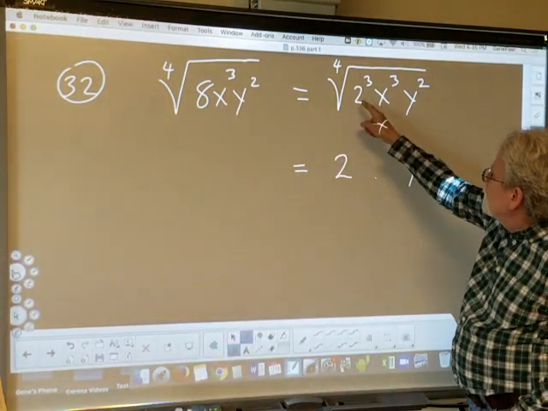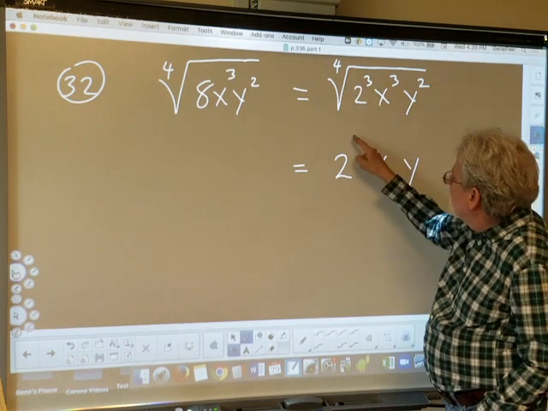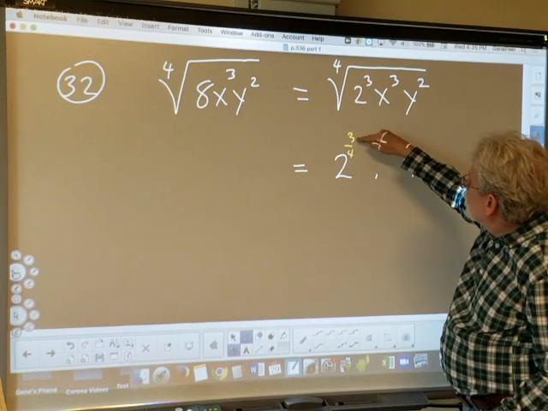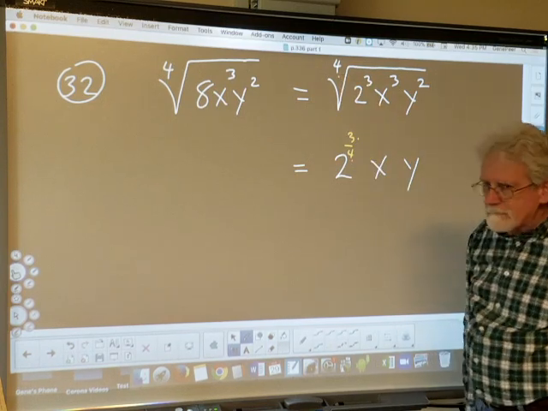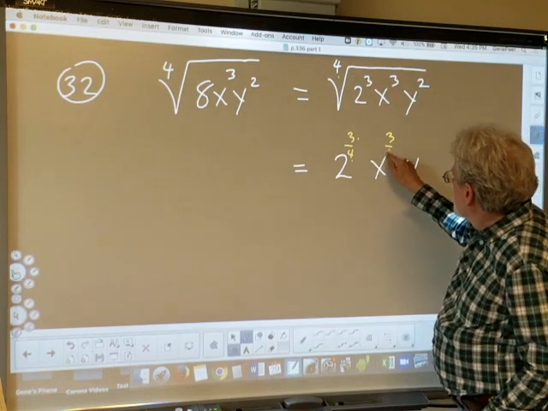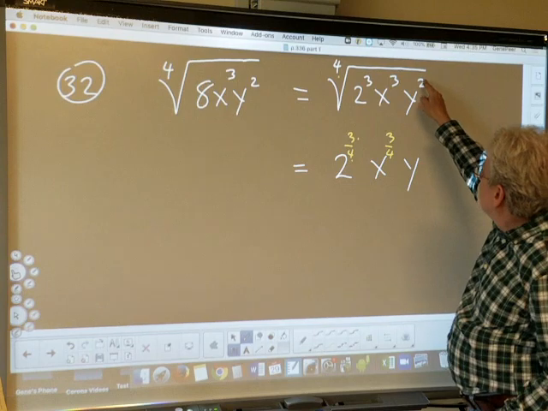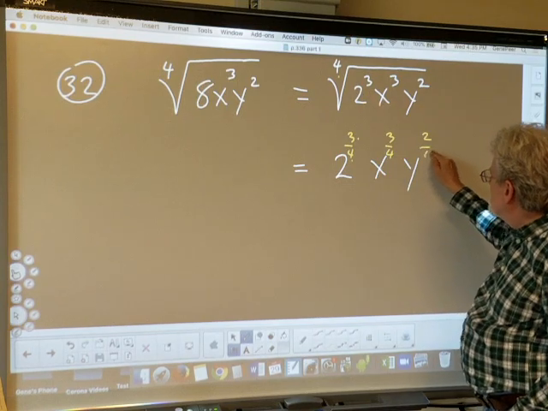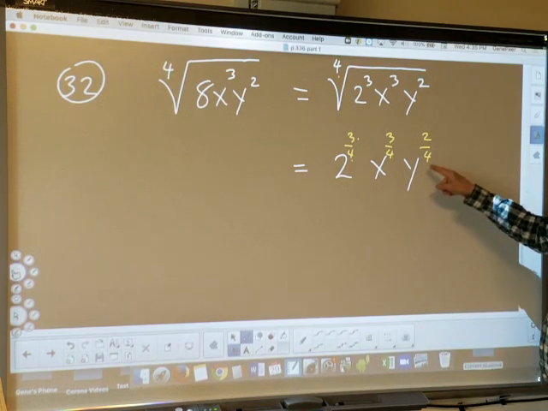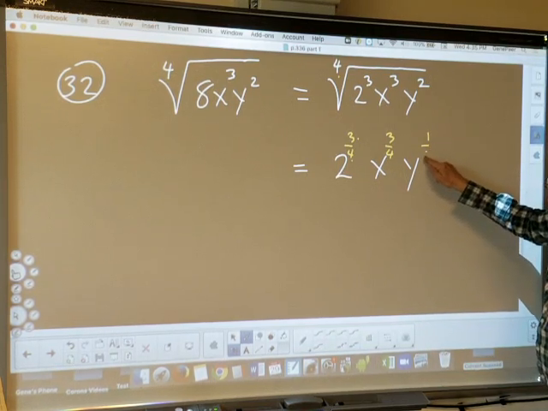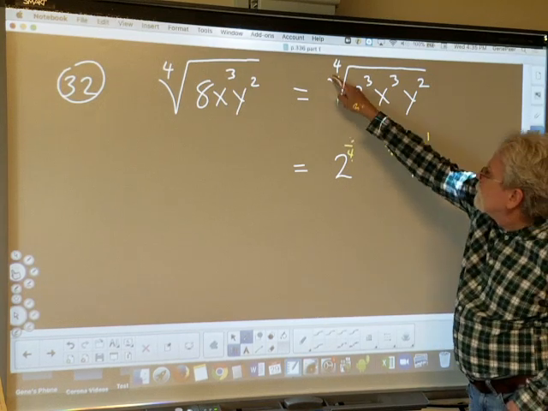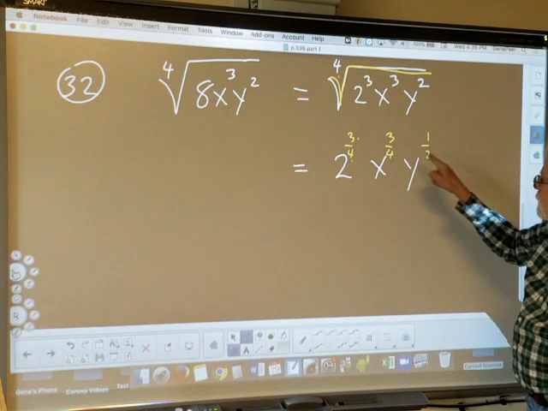So this becomes 2 to the 3/4. Again and again, the exponent becomes the numerator. The index becomes the denominator. X to the 3/4. And y to the 2/4. But folks, let's not leave it as 2/4. You've known since third grade you're supposed to reduce fractions. That becomes y to the 1/2. Congratulations, we've expressed it without radicals, using rational exponents instead.